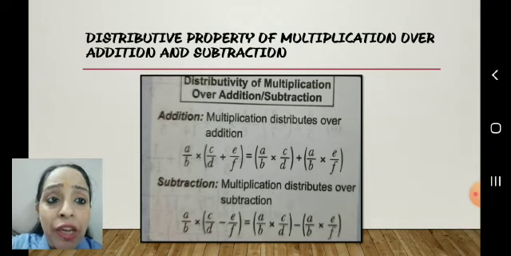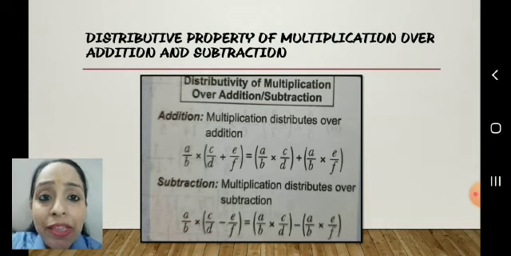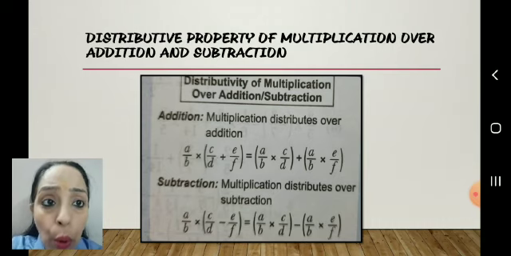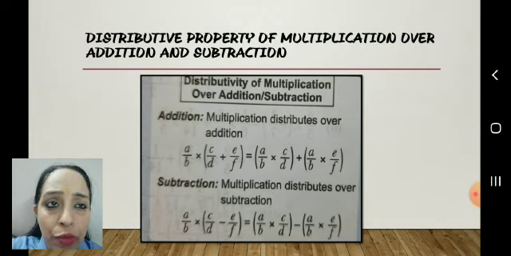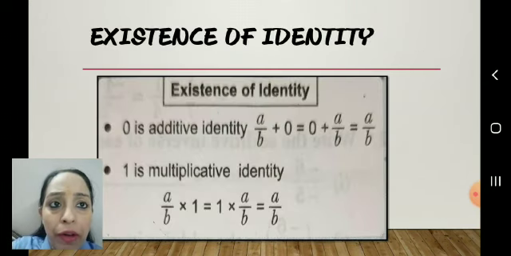In subtraction, in the bracket there is a subtraction sign, so that property is called distributive property of multiplication over subtraction. Whatever the sign is in the bracket, we call it distributive property of multiplication over subtraction or addition.